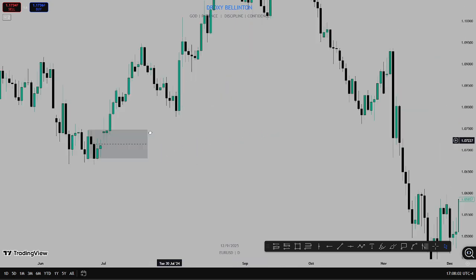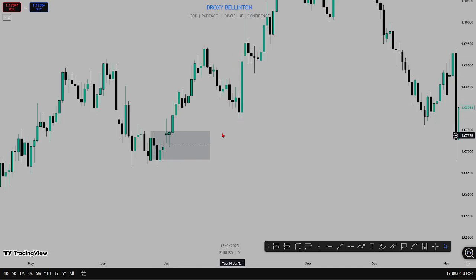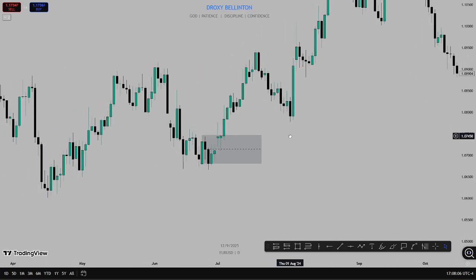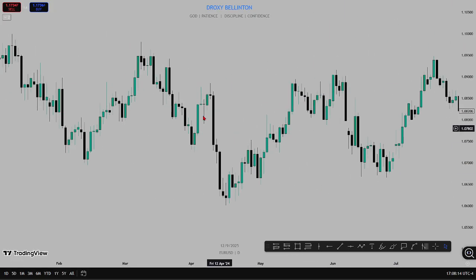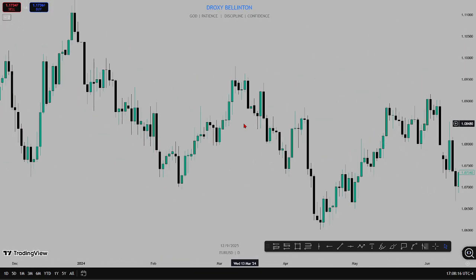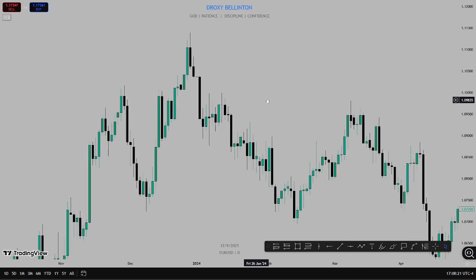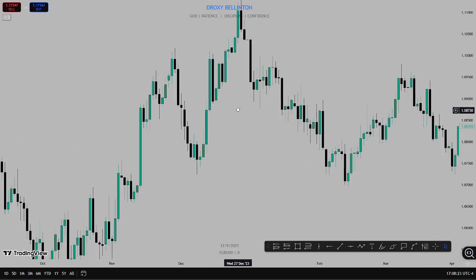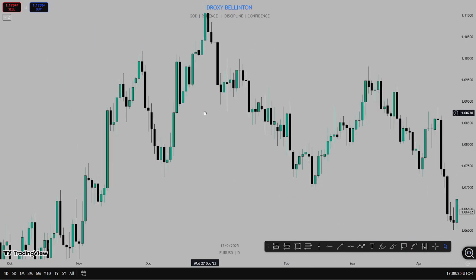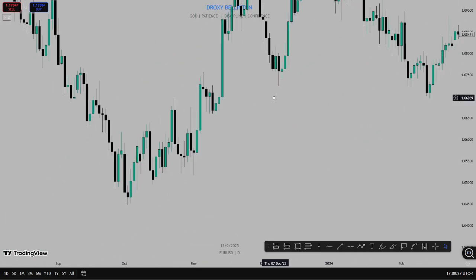Yes, and I think price never returned back to it. But still, it's a breaker block, and you should know that nothing works 100% in the forex market. If you think there's any holy grail out there, or someone is lying to you that, oh, I have a 100% win rate, then that's not true. It's too good to be true.